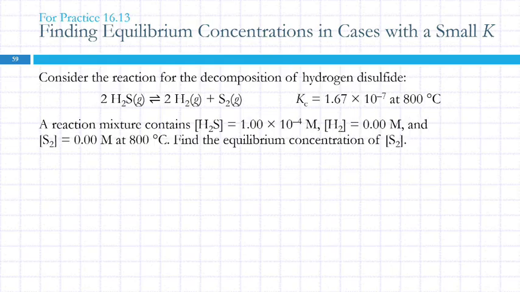Okay, let's do this one. Kind of looks like the same problem, because it's almost the same problem. Same KC, same equation, but now our initial concentration is 1 times 10 to the minus 4, a lot smaller, right? And we've got no product. And again, they want the equilibrium concentration of S2. I thought of this too late. I could have copied my ICE table and just changed the numbers.